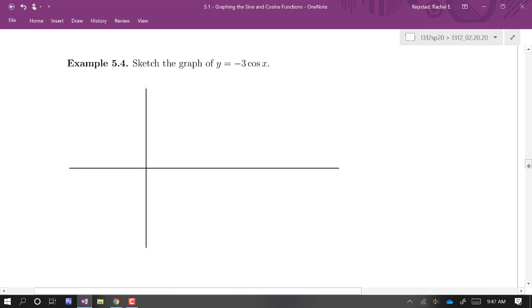So if I wanted to sketch a graph of minus 3 cosine x, first of all, what's the amplitude here? Positive 3. That tells me that when I graph this, I need to accommodate values that go up to 3 and as far down as negative 3. I'm going to mark out going out to 2 pi and cut that up into quarters.